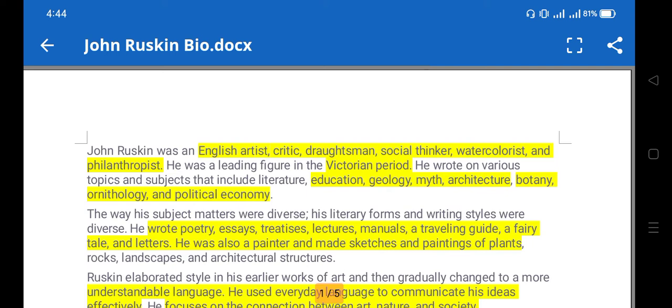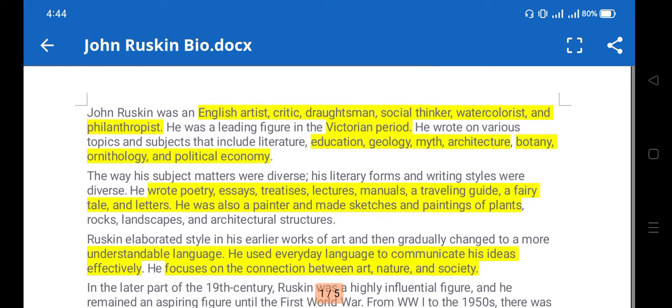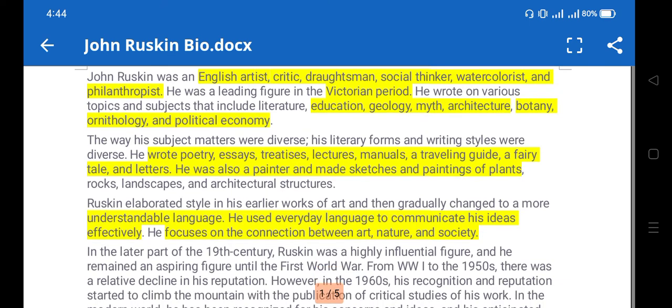John Ruskin was an English artist, critic and draughtsman, social thinker, watercolorist, and philanthropist. He was also a leading figure in the Victorian period, and he wrote on various topics, including literature, education, geology, myth, architecture, botany, and political economy as well. He wrote poetry, essays, treatises, lectures, manuals, travel guides, fairy tales, and letters as well. And he was also a painter and made sketches.